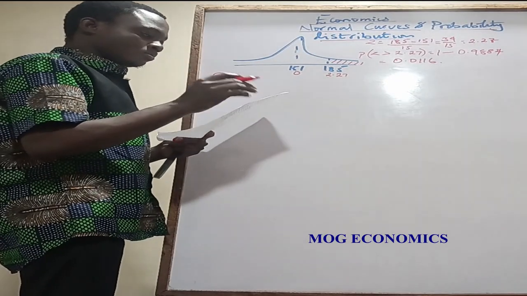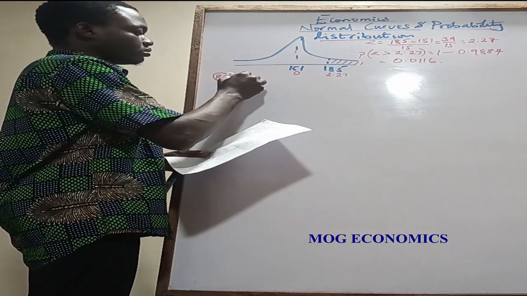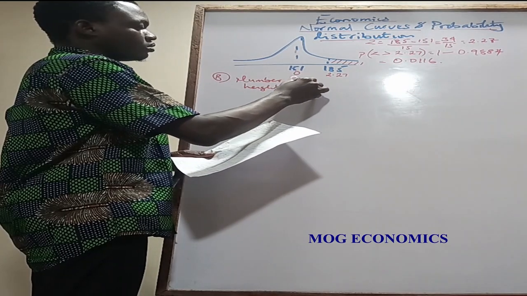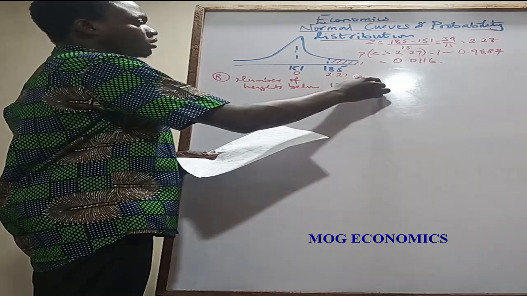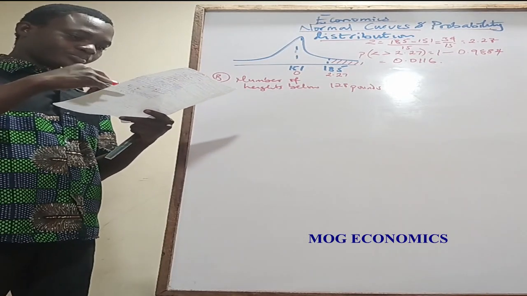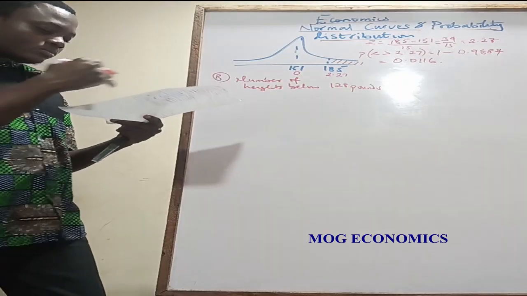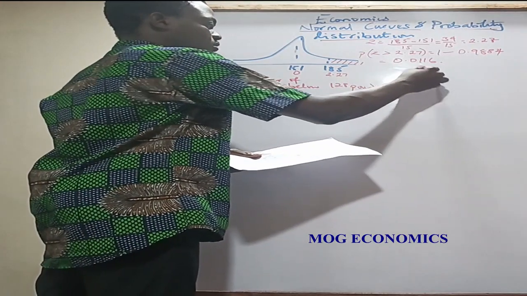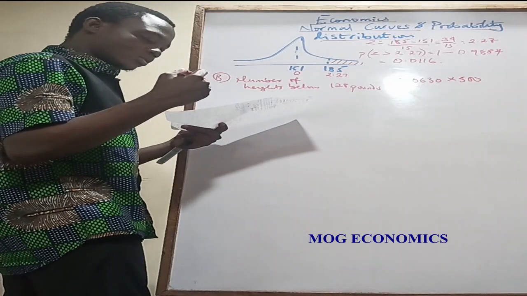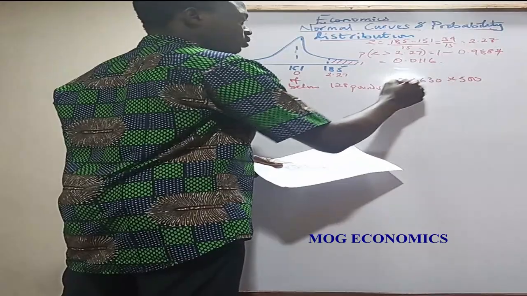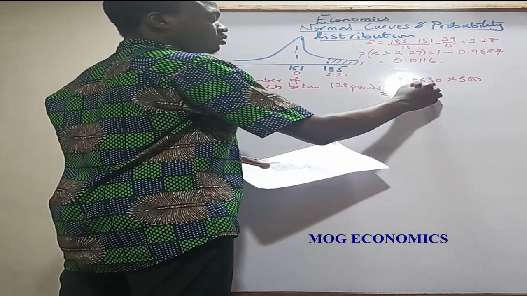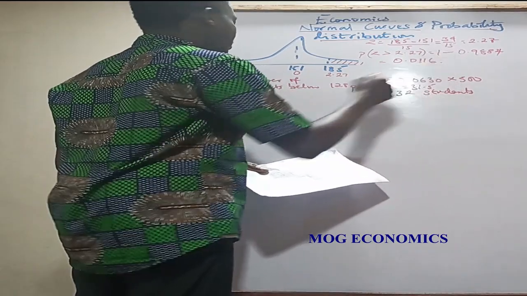The number of those that weigh less than 128 pounds, the number of heights below 128 pounds, is just equal to the probability that we got for this question. The probability was 0.063, so we have 0.0630. Just multiply by 500, the number of students, and we get 31.5. This cannot be people now, so we approximate it to 32 students. That's all, since we've gotten the probability before.